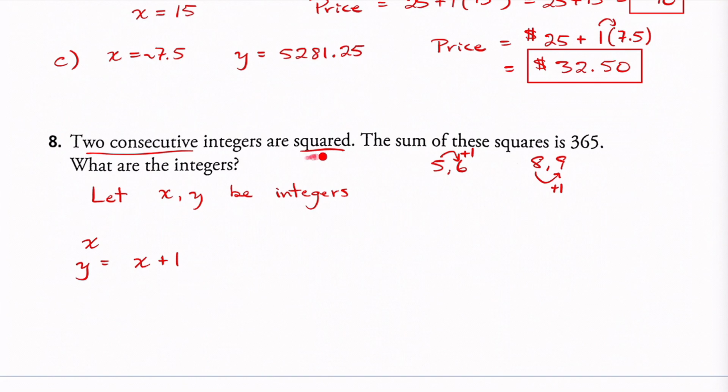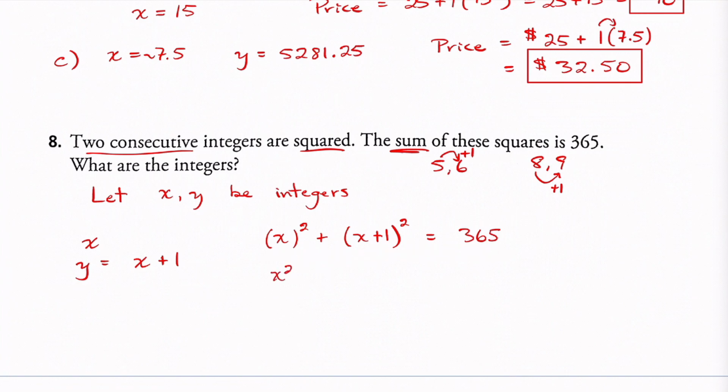So I'm going to square them up and then I'm going to add them, and I should get 365. So when I take x and I square it, I just get x squared, and then I'm going to sum up the next one, so x plus 1 squared. That's going to equal, when I add them, 365. Okay, so now I just got to simplify and then solve this equation.